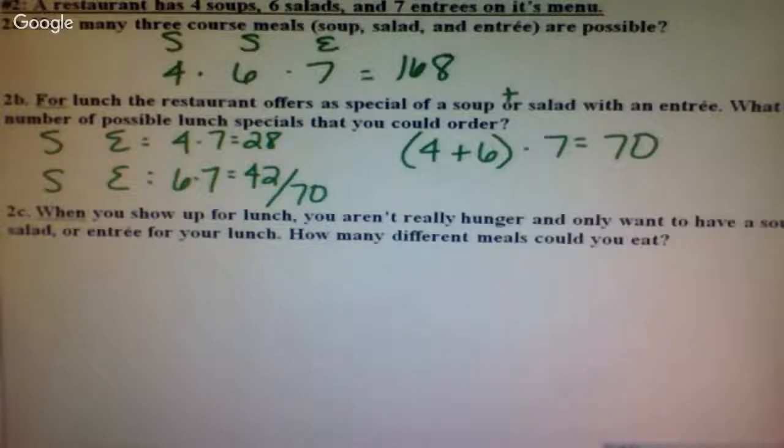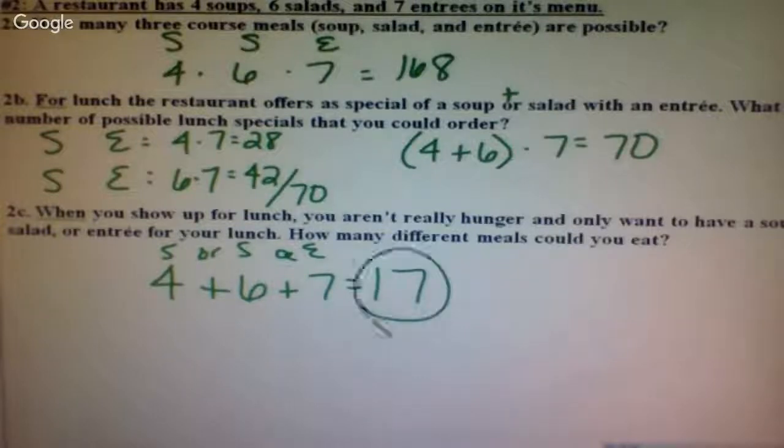Okay? C says, when you show up for lunch, you're not really hungry, so all you want is a soup, salad, or entree. What do we have here? Plus. You're either getting soup or salad or entree. So 4 plus 6 plus 7. You have 17 different meals.